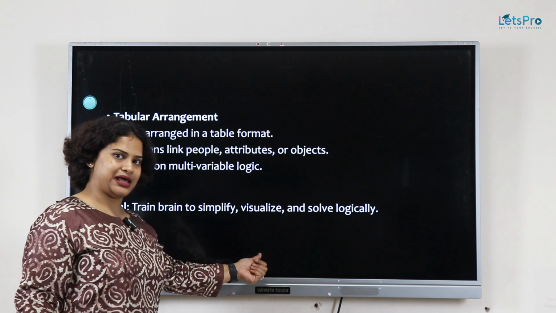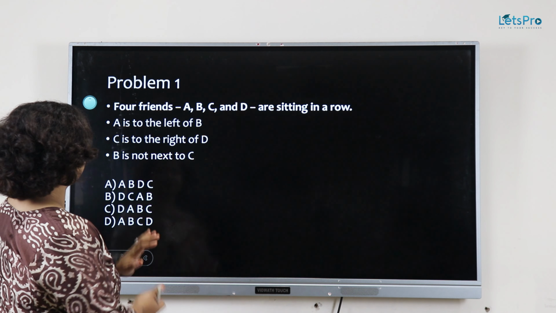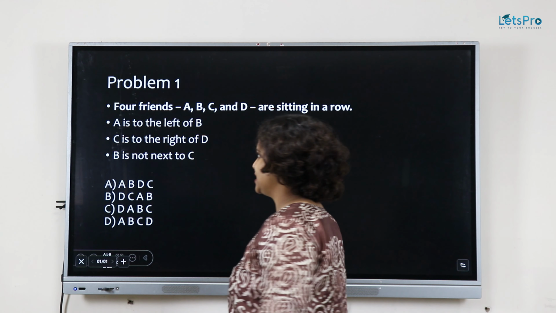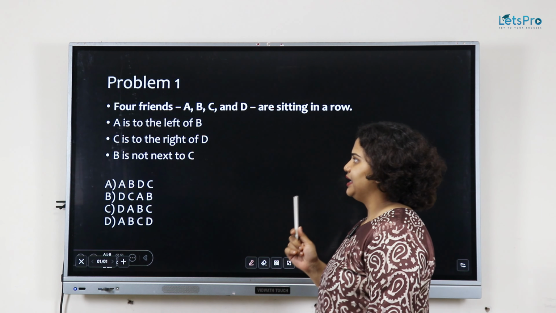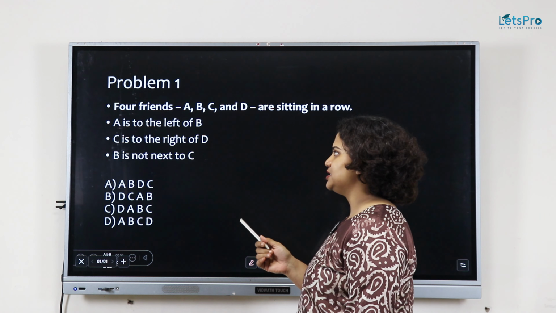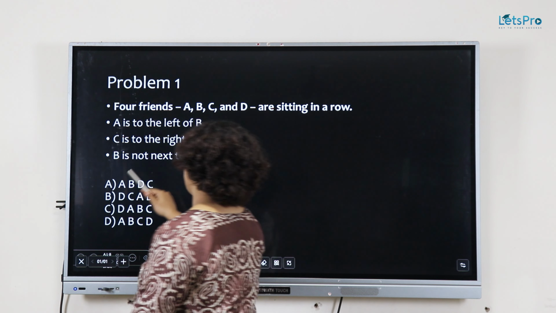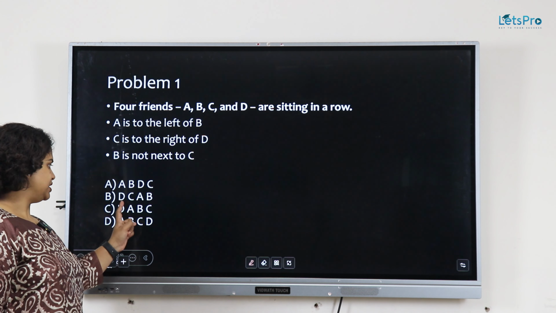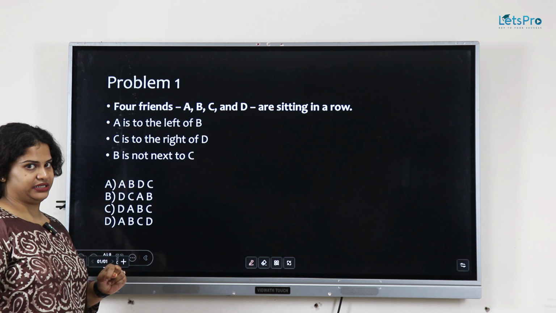Let's understand what's exactly happening here. Let me take a pen for you. We have 4 friends A, B, C and D sitting in a row. A is to the left of B, C is to the right of D, B is not next to C. Now you have options given to you here: A, B, D, C; D, C, A, B; D, A, B, C; and A, B, C, D, right?